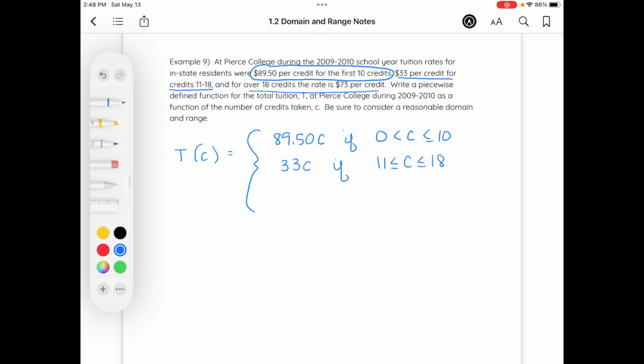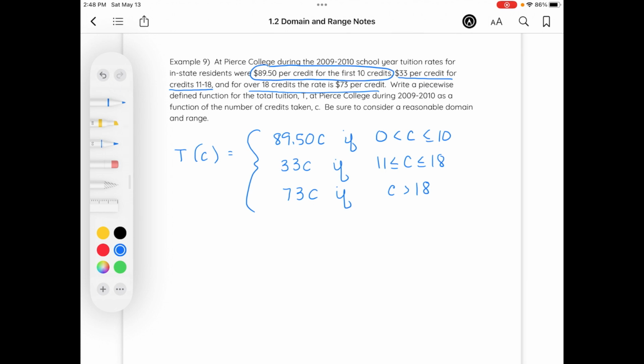And if I have over 18 credits, then I have $73 per credit if my credit load is greater than 18. Notice I said greater than 18, I didn't start at 19, because what if I had 18 and a half credits? Where would that fall? So anything over 18, even if it's 18.25 credits or 18 and a half credits, this takes care of it by starting at 18 for that last line, not including 18, because if I had 18, that would be the second equation. And now we've been able to talk through all of the possibilities for the different amounts of credits that we can obtain.